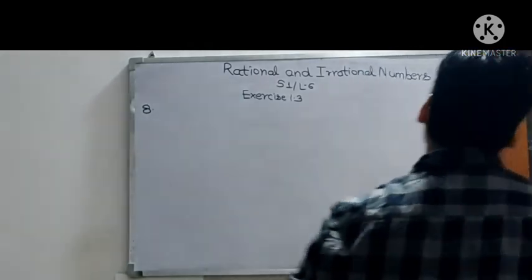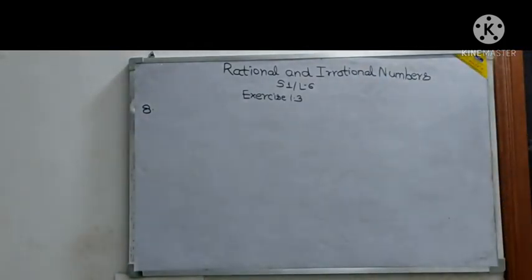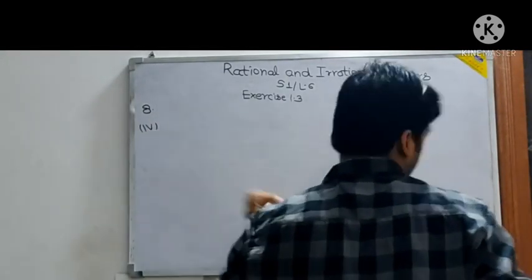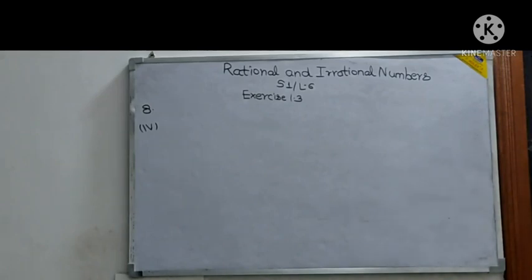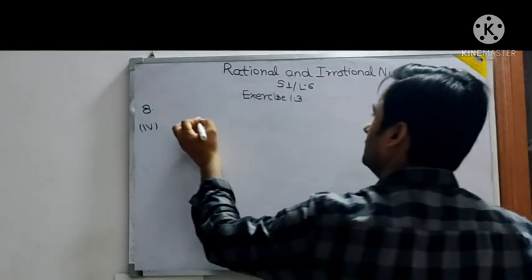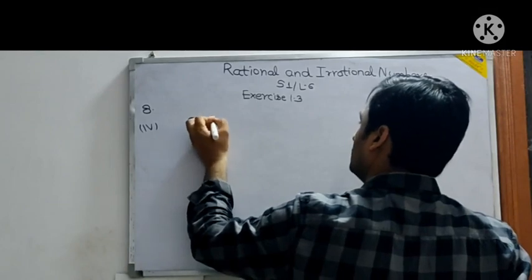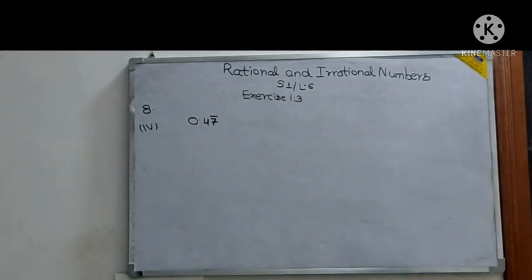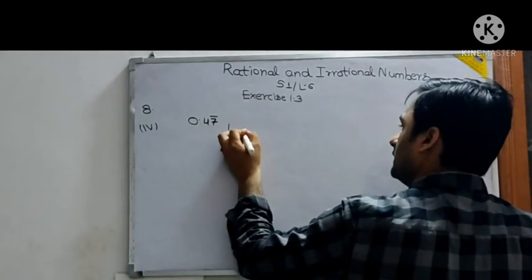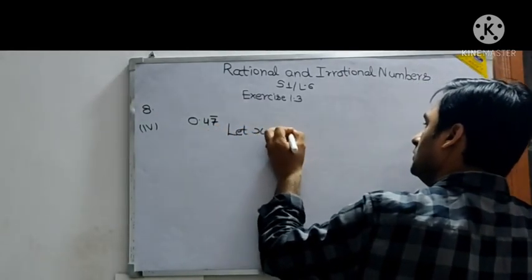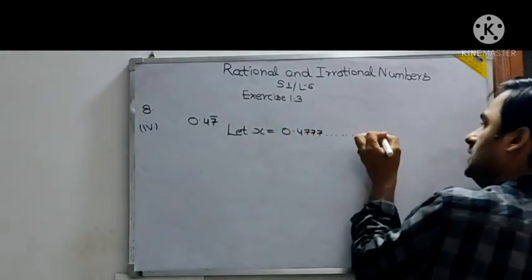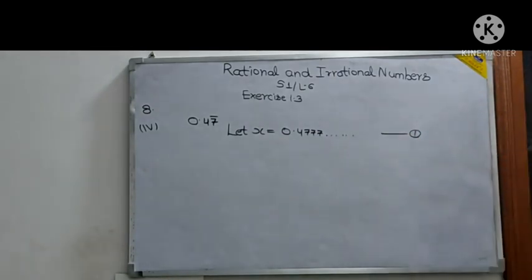Now the fourth part of this question. The fourth part says it is 0.47 bar. See, the bar is on 7 only. Again the same pattern. Let x equal to 0.4777 and dot dot dot. This dot dot dot is important. Now see here what we will do.